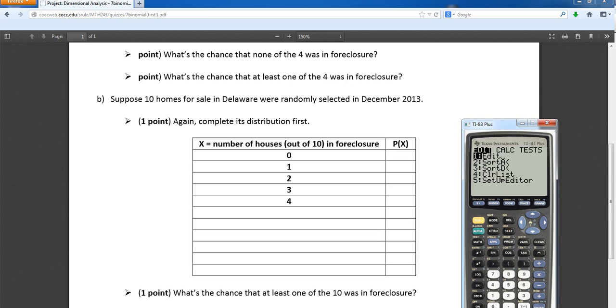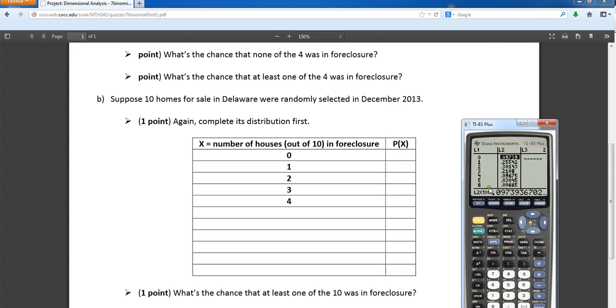Okay, back to stat editor. What's the chance at least one of them is in foreclosure? Well, there's a 10% chance that none of them are. So that means there's a 90% chance you got a rooster in the box, if you're using the chicken analogy. So there's a 90% chance at least one of those bad boys is in foreclosure.